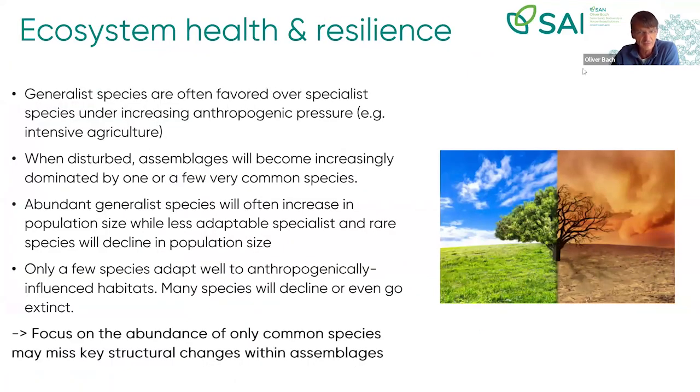It's very technical, but important input for our discussion. So of course, generalist species are often more favored than specialist ones. The generalist ones are resilient and robust. They can thrive almost everywhere. They won't be that much affected.